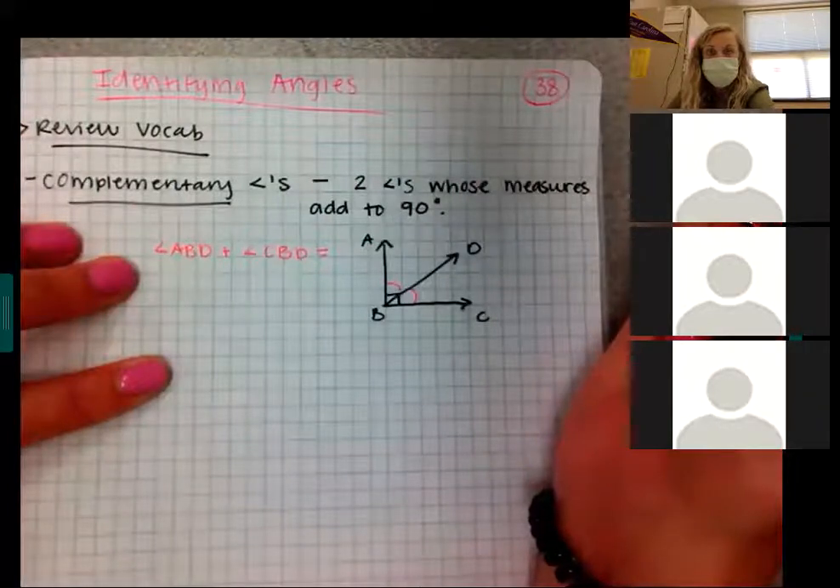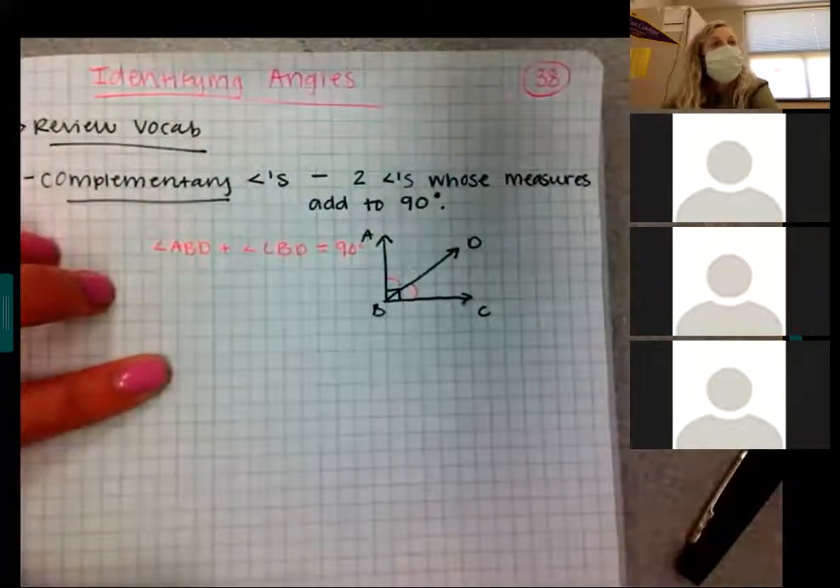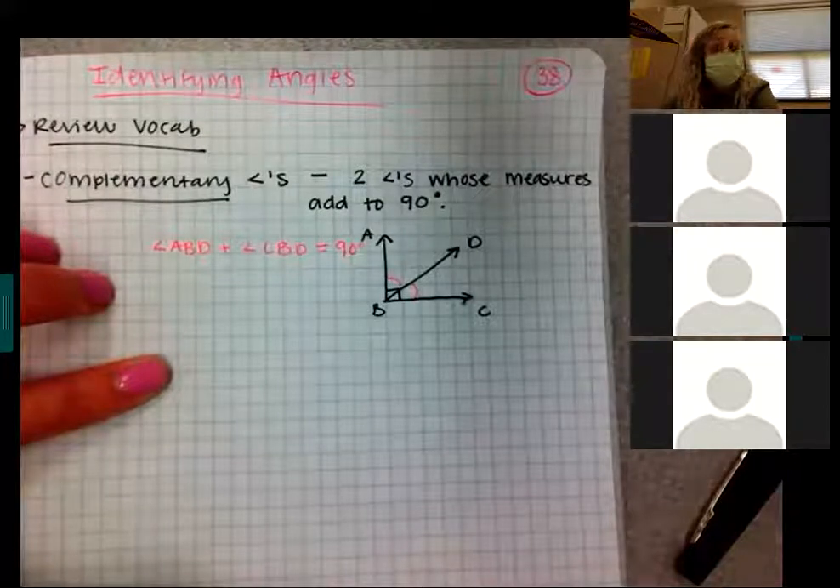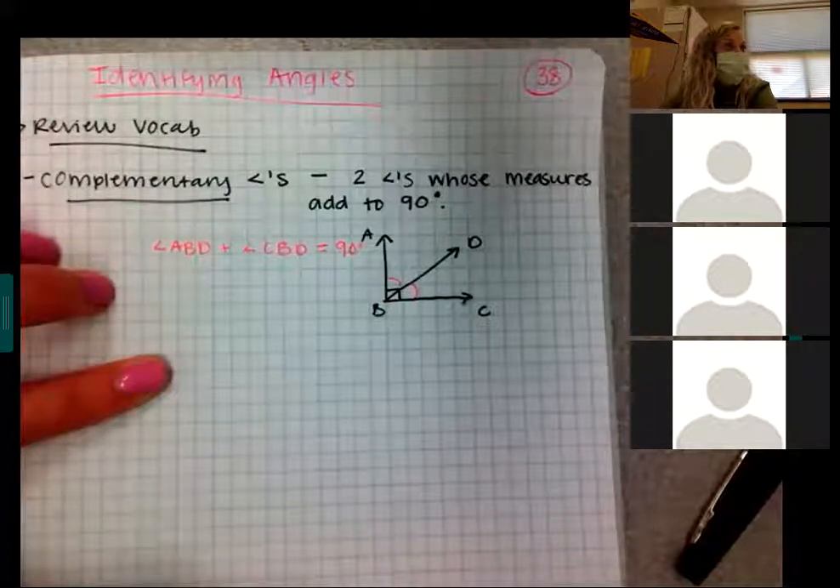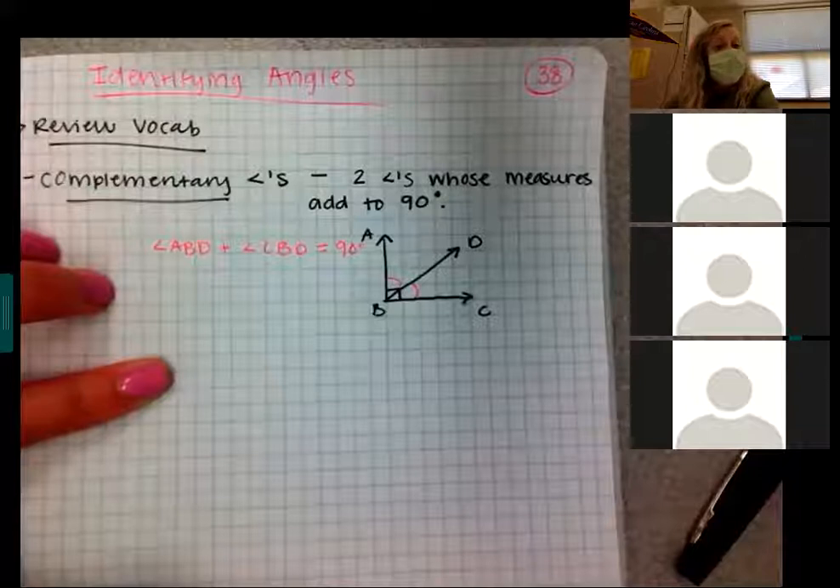My goodness. Thank you. 90 degrees. Because I've got that box in the corner, that means they're complementary. Is everybody okay with that? Yay or nay? Yes? Okay, so let's add on to it. If I told you ABD is 70 degrees, what would CBD be?